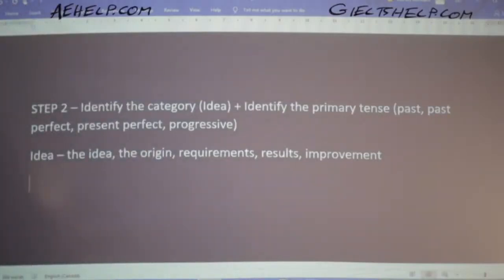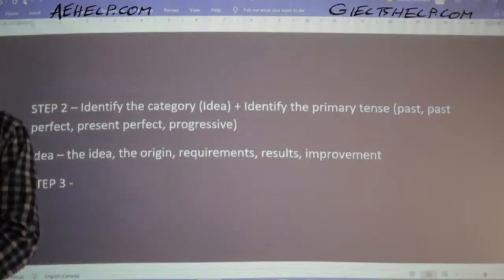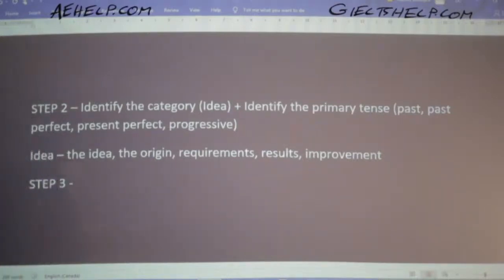Okay, so what's step 3? So we've done all that. We're on a roll. We're sticking to strategy. We're getting rid of anxiety.